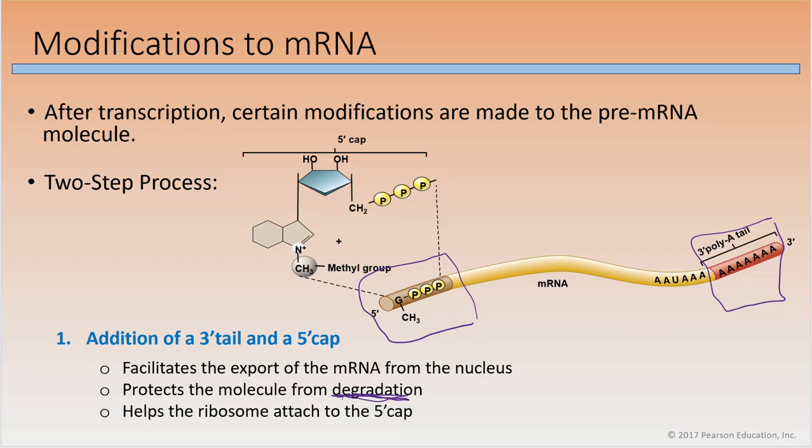Okay, so the tail is always added to the 3' end, and the cap is always added to the 5' end. As I mentioned, it facilitates the export of the mRNA molecule and keeps it from getting damaged through the exit process or through the enzymes and acid found outside of the nucleus. It is also that cap, so this end here on the 5' end, that's going to attach to the ribosome once it finds a ribosome in the cytoplasm.